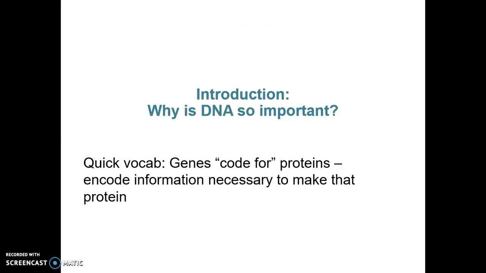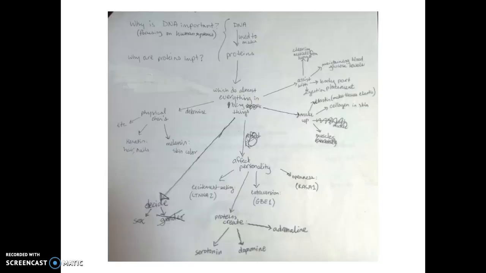When we say a gene codes for a protein, that means that it encodes the information necessary to make that protein. DNA is basically a code, and when the cell decodes that information, it can use that information to make it. So first, let's talk about why DNA is so very important. Well, because of its relationship to proteins.